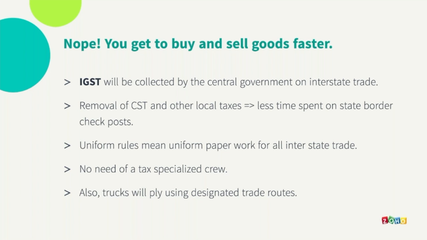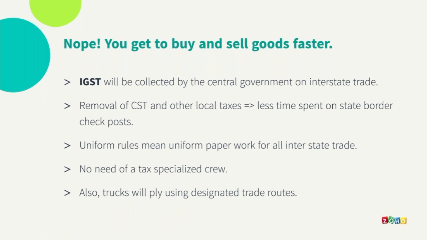And also another thing to note here is that trucks will ply using designated trade routes. Under the GST, there are going to be certain designated trade routes for interstate traders, wherein they can supply goods or receive goods through these routes. By designating these routes, the government has made it something like a green gate pass for trucks, because you would not be checked or intervened during the transit if you ply using those routes.